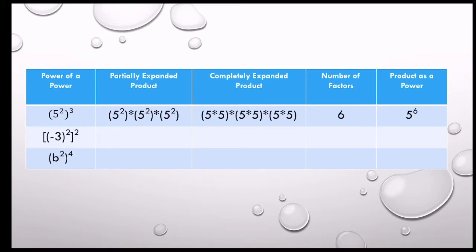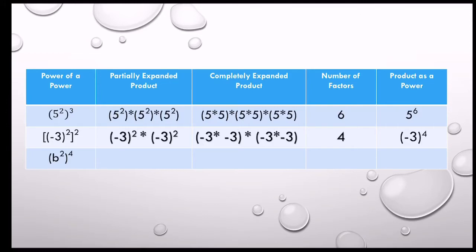So let's go through and look at my next one. This says negative 3 squared squared. So I'm going to write each one out. I then write it out again, and I count my bases. I have 4, so this would be negative 3 to the 4th. Remember what I said in part 2. If there's a negative, make sure you're putting it inside parentheses just the way the base is, or outside if it's outside of the base.